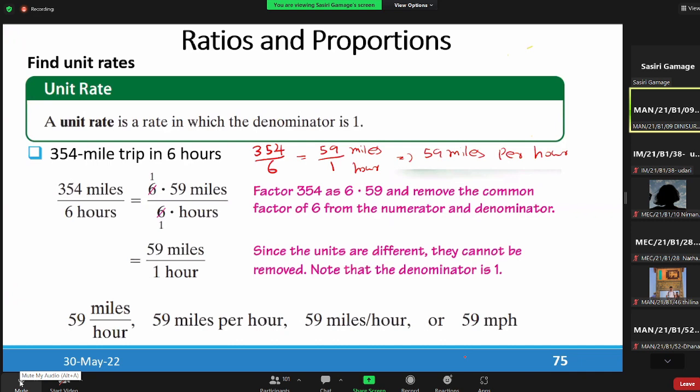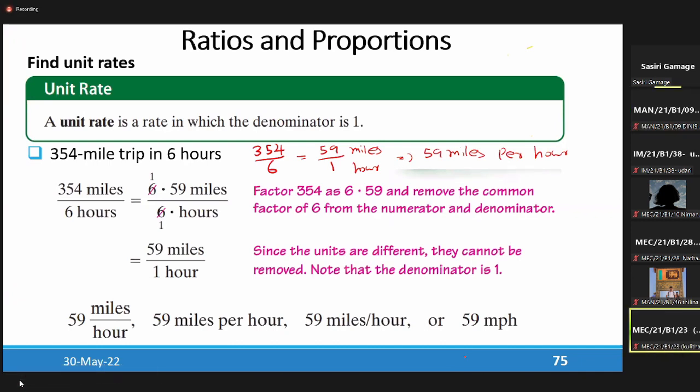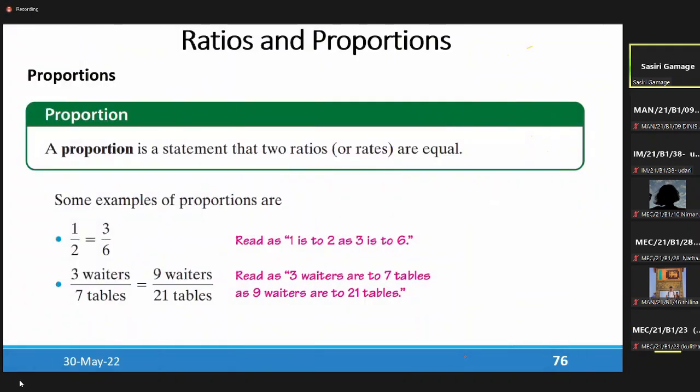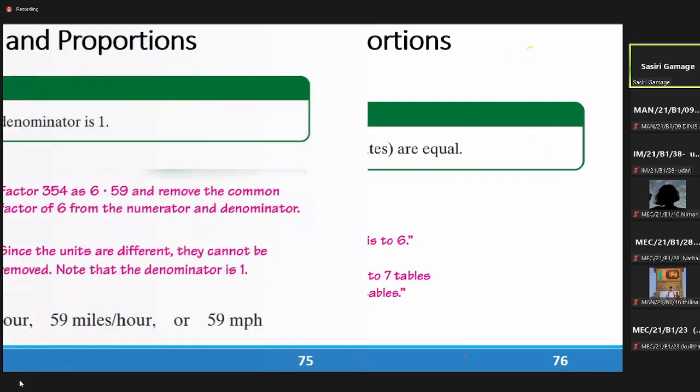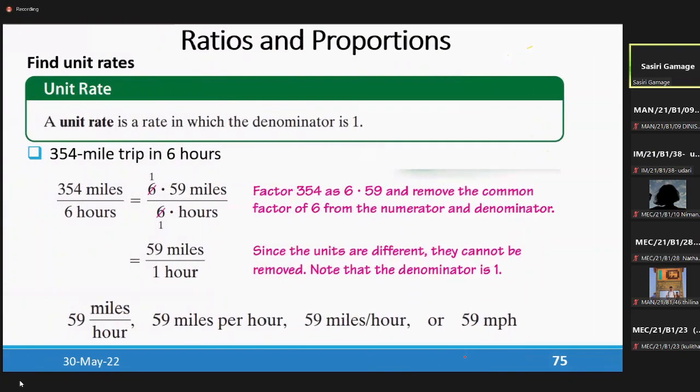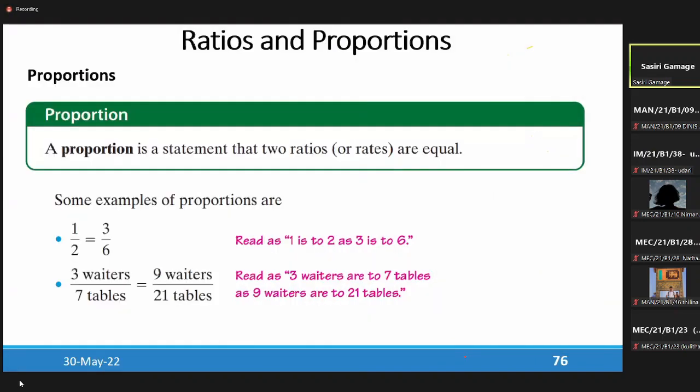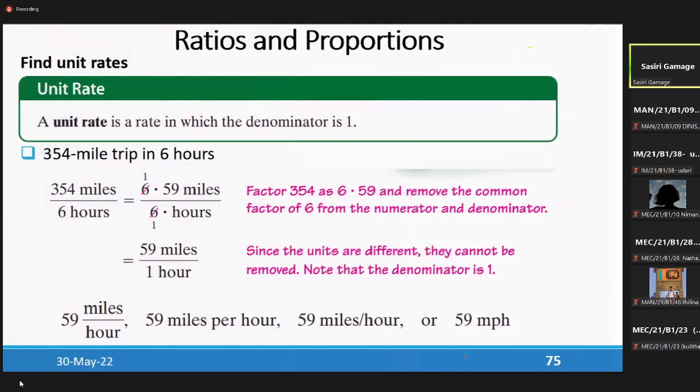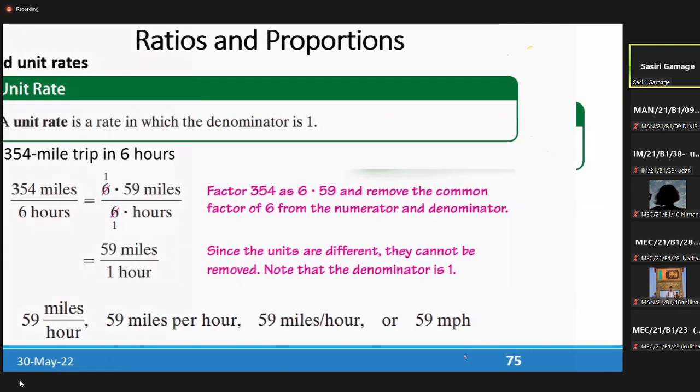Yes, sir. Okay, then let's talk about proportions. So far we talked about ratios. Then let's talk about proportions.